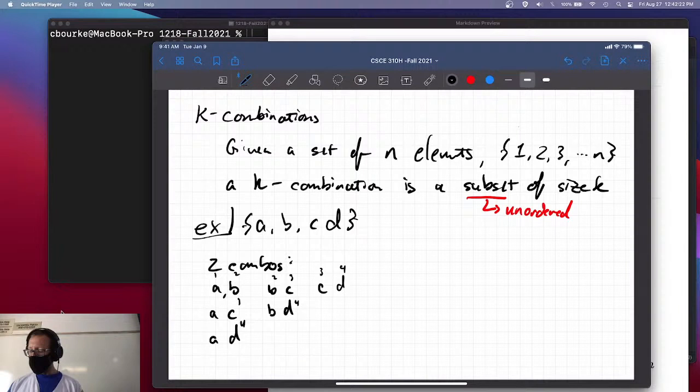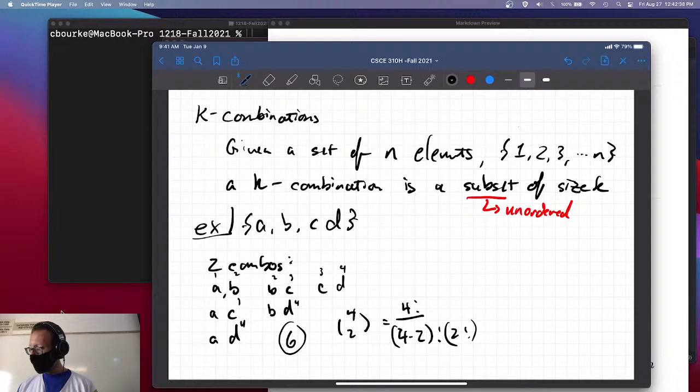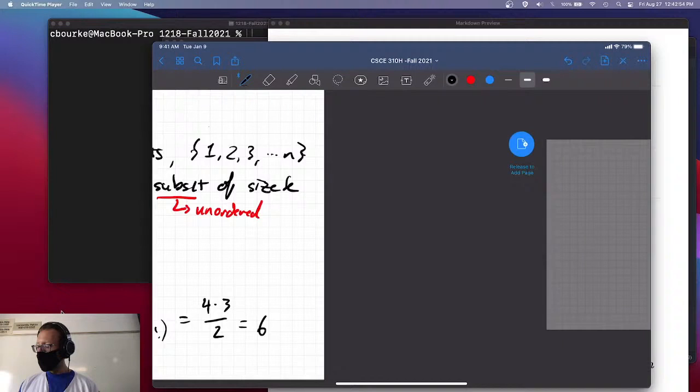Six here, right? In other words, four choose two, which again is going to be equal to four factorial over four minus two factorial, two factorial, which is equal to four times three all over two, which is six. Excellent, it worked out, right? So how did we generate these K combinations? Well, we did it with two for loops, right?